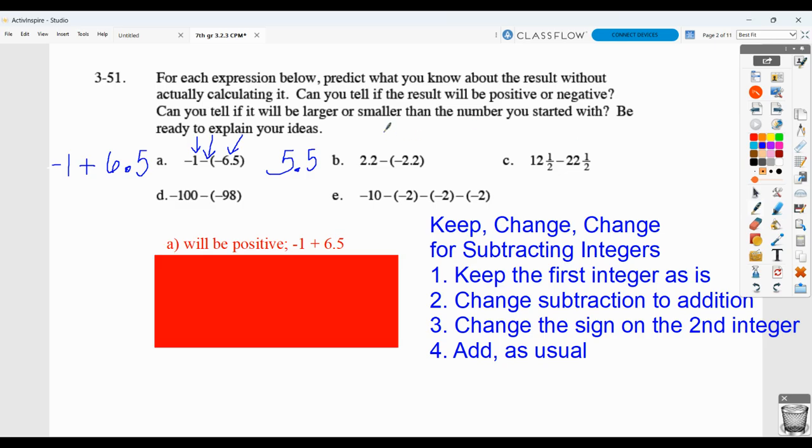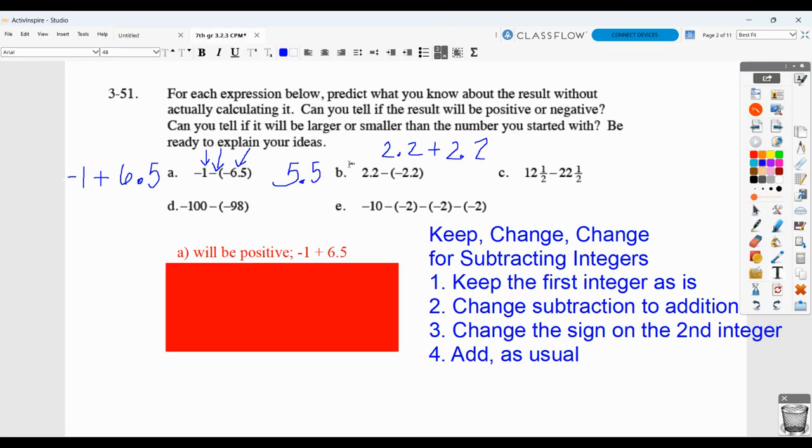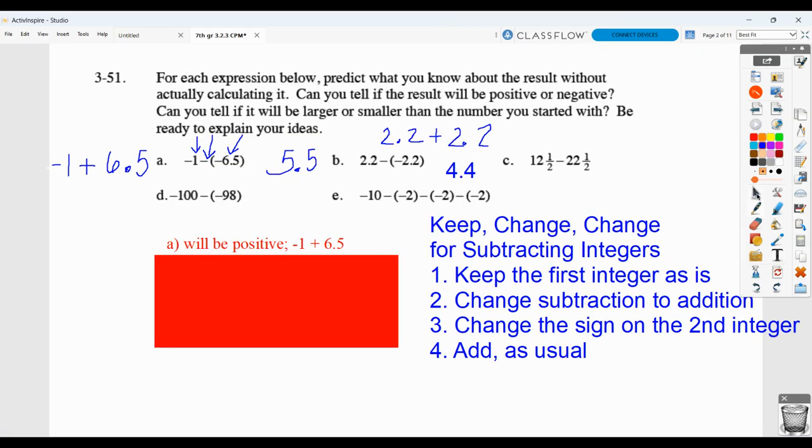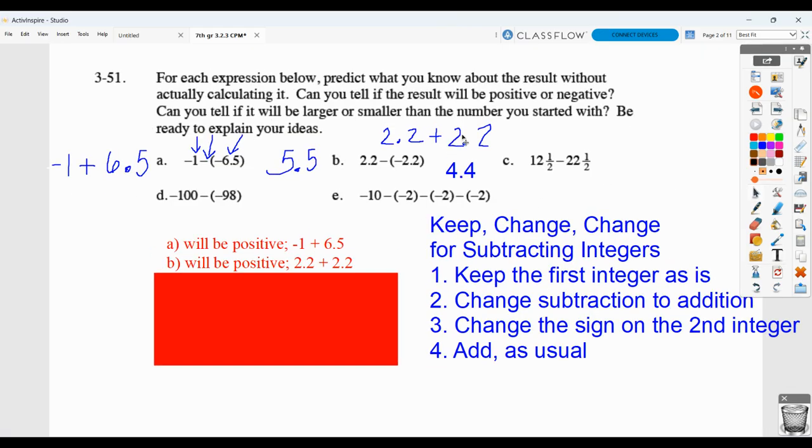For the second one, keep the first integer as it is. Change the subtraction sign to addition. Change the sign on that second integer. It was negative. Now it's going to be positive. So if we take 2 2/10 and add another 2 2/10, our rule for adding integers, if they have the same sign, is we just combine them. Keep that sign, 4 4/10. So again, show your rewrite, show your answer.